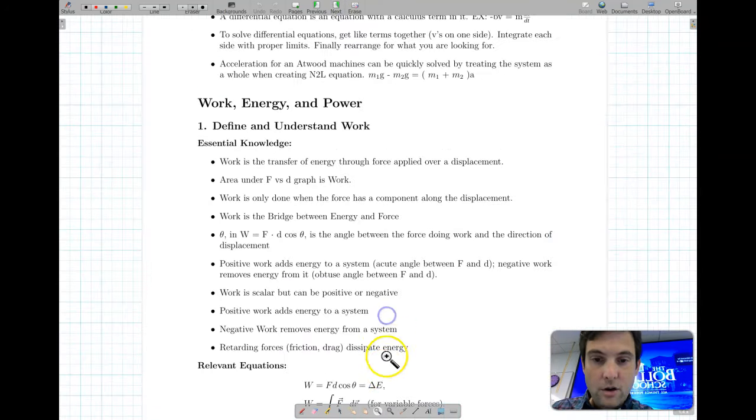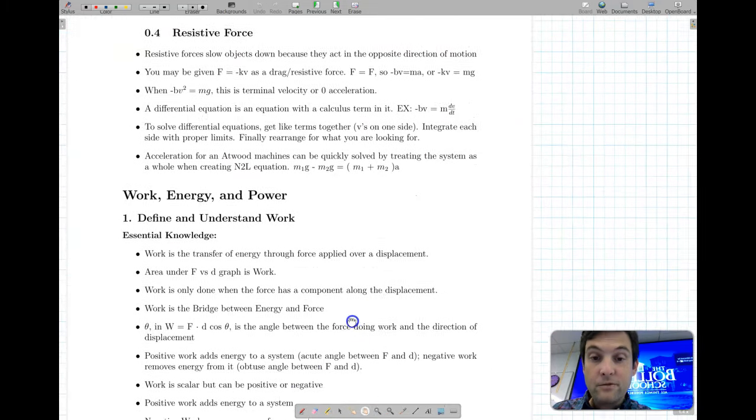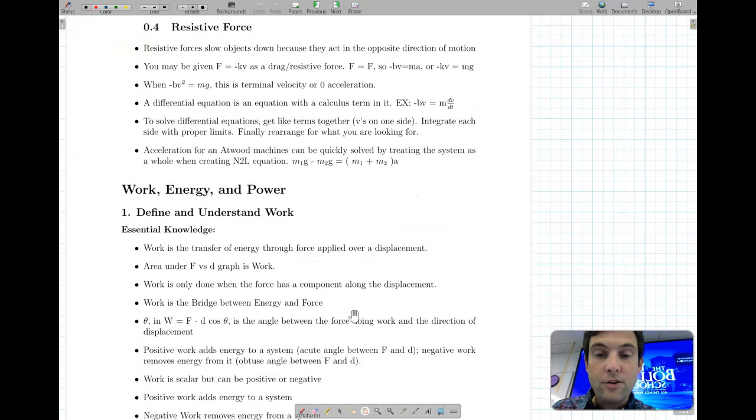Resistive forces are forces that resist. They slow objects down because they act in the opposite direction of motion. You may be given F equals negative kV. In this case, let's take k to just be some constant of proportionality. Constant. Doesn't matter, just called k.